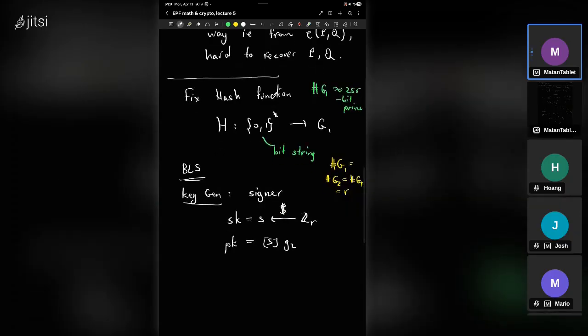sG2, again, I remind you, this bracket is just a notation to say G2 plus G2 plus G2, s times.